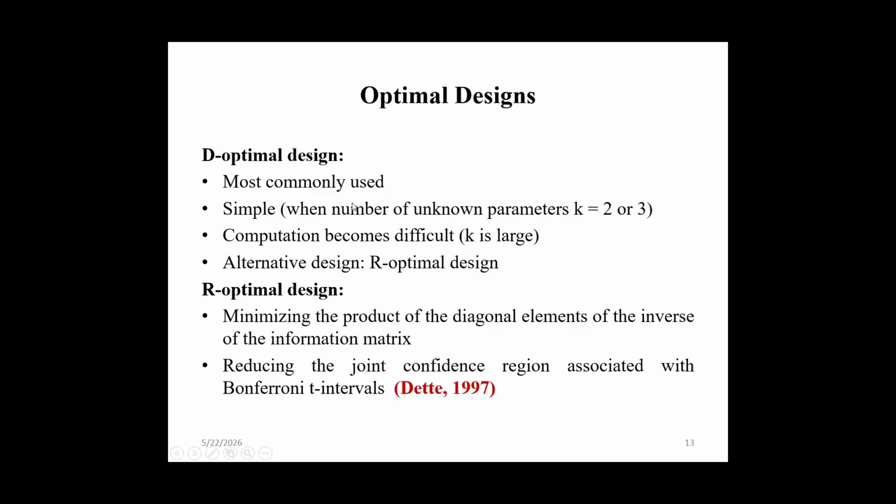However, the issue with the D-optimal design is that whenever the number of parameters increases, the computation of D-optimal designs becomes a difficult task. As an alternative, Dette 97 suggested a new type of design known as R-optimal design. So what is the R-optimal design? It minimizes the product of the diagonal elements of the inverse of the information matrix. And in a geometrical sense, it reduces the joint confidence region associated with the confirming t-intervals.